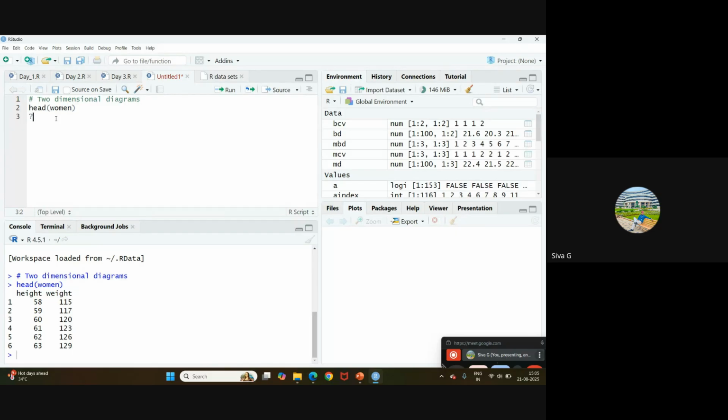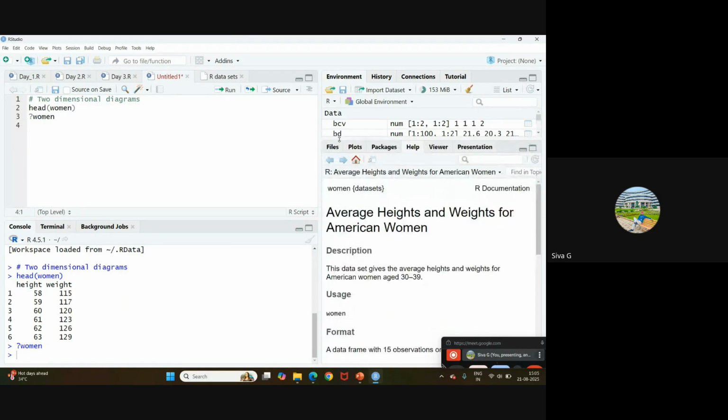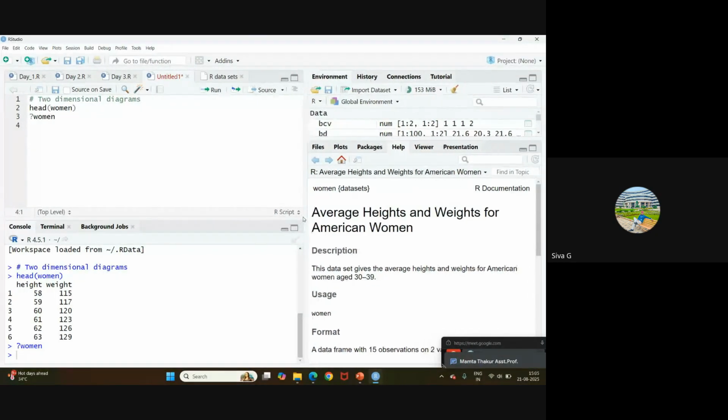First, let me give you clarity about this women data set. What is this description? So just keep a question mark before the data set name. Then I'm executing this one. I'm pressing Control Enter. I'm not clicking this run button here. Directly I'm using this Control Enter.